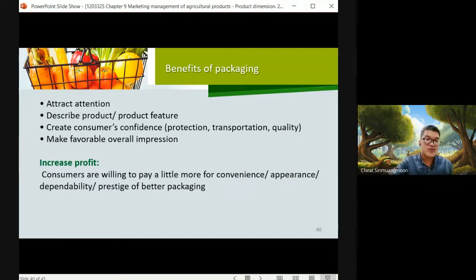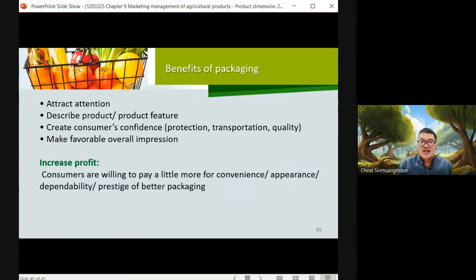If you have good packaging, it can help you to protect the product, and when you transfer the product from one place to another place, it's going to be good too. And also it's going to preserve the quality. And then good packaging gives an overall impression. Like you have an overall good product, it will make you feel like, oh, that is very good for your product.